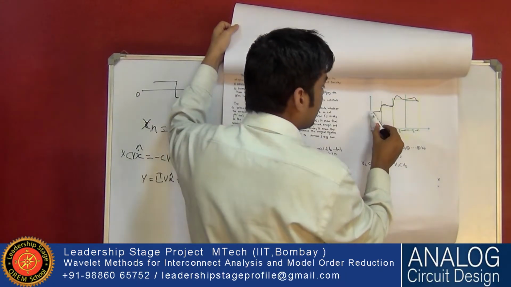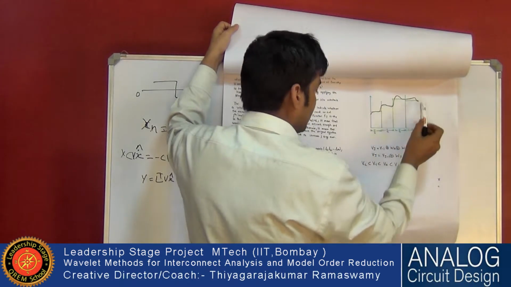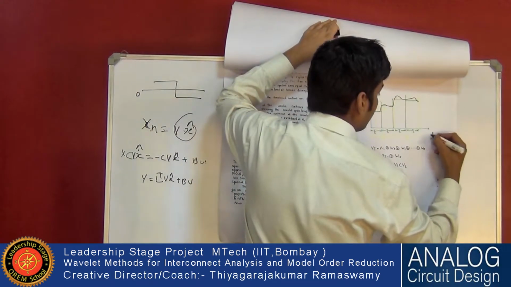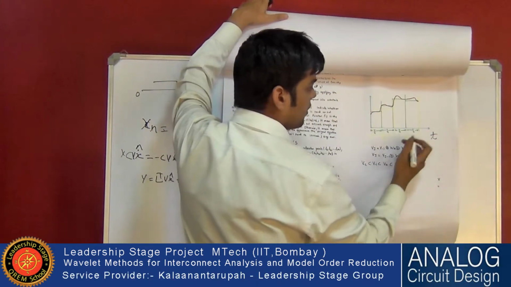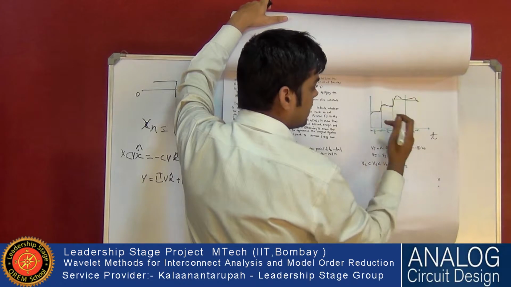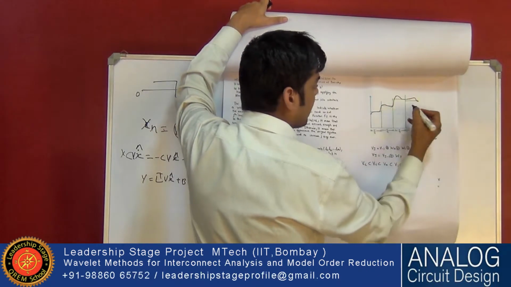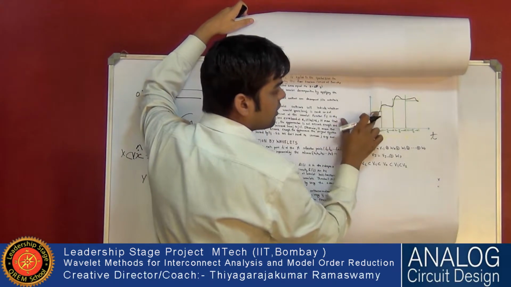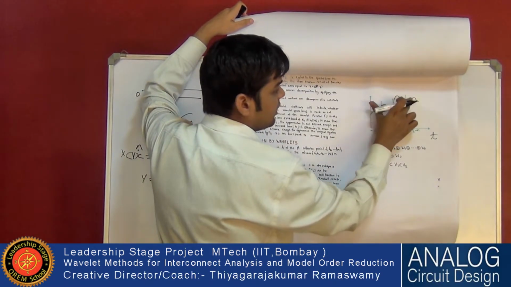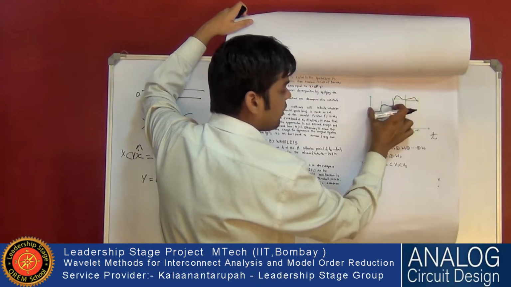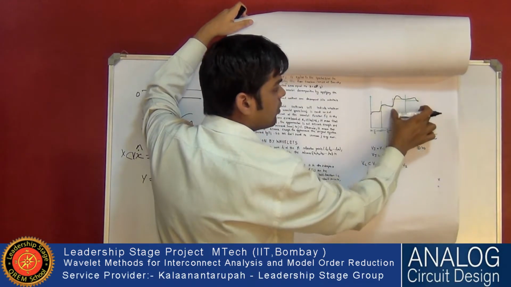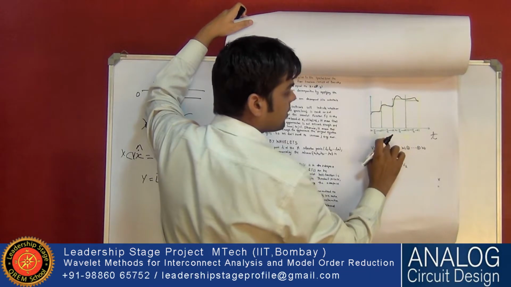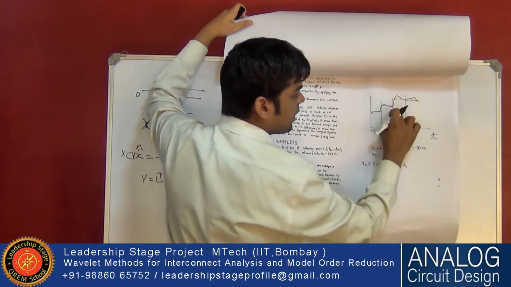Suppose this is any discontinuous function in the time domain. Sorry, I didn't label this graph. This brown color is the discontinuous function. Suppose we divide this by 2. Then by taking the average, we get this yellow color. You can see this yellow color.